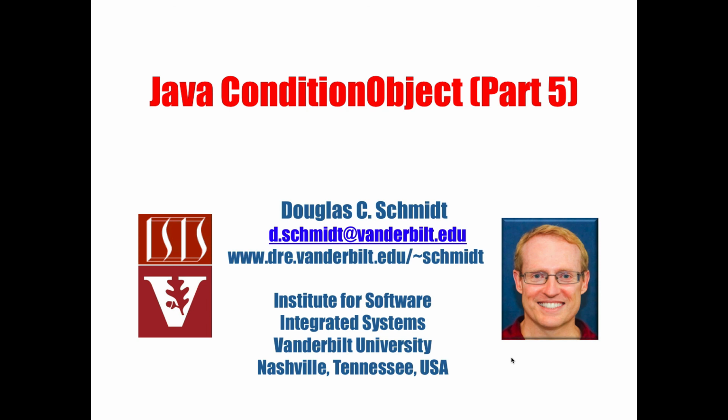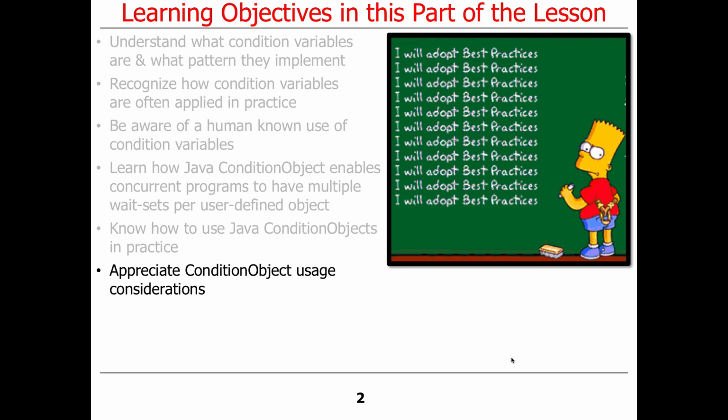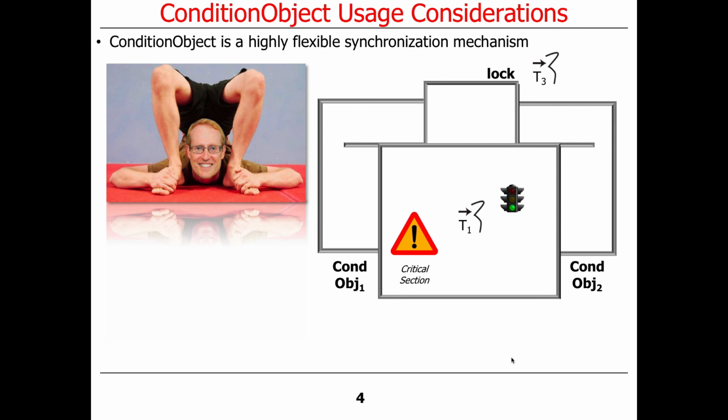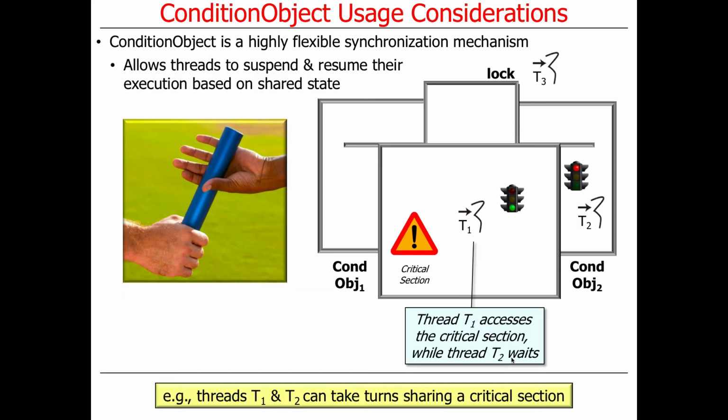So the last part of the lesson on condition objects is going to focus on use cases and usage considerations. How should you use this stuff effectively? So a condition object is highly flexible. I am not that flexible, but that doesn't mean I can't appear to be that flexible through the magic of Photoshop. So it's very flexible. And the reason it's flexible is because it allows threads to suspend and resume their execution based on shared state, which is what is used in the condition expressions in order to check things.